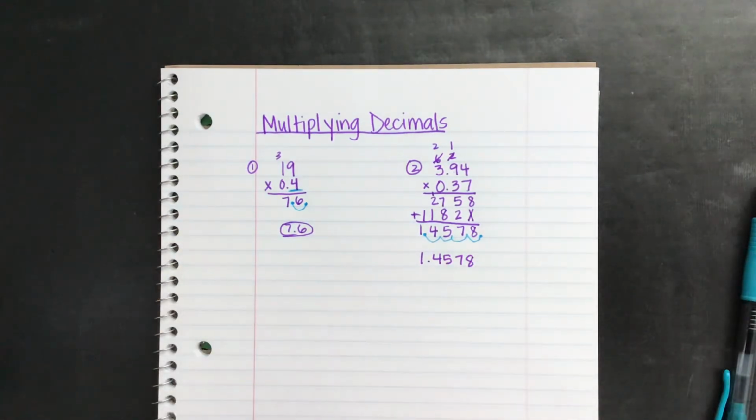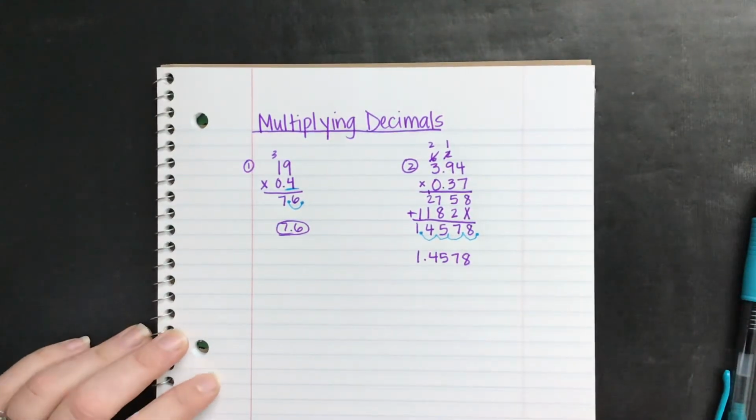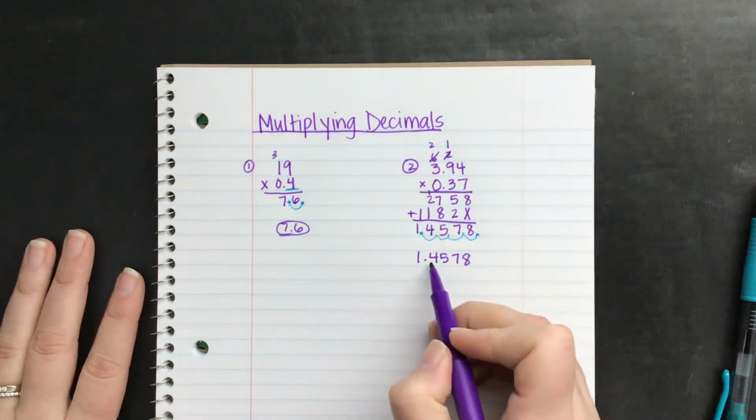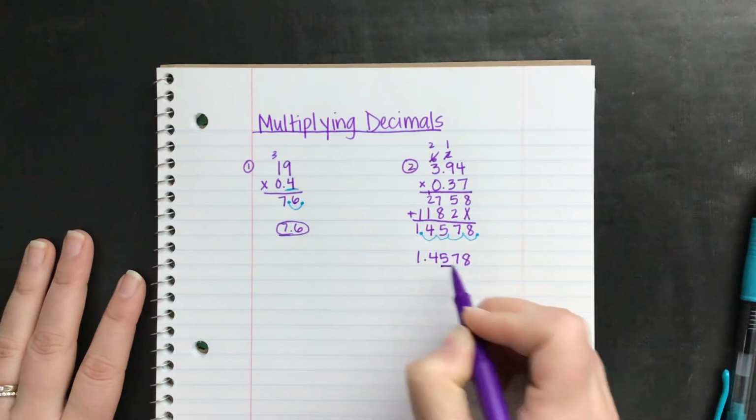4,578 ten-thousandths. Now, because my answer has so many numbers behind the decimal, I'm actually going to round it. And normally I round my answer to the nearest hundredth place. So we've got the tenths place and hundredth place. When I round to the hundredth place, I'm going to underline that number.